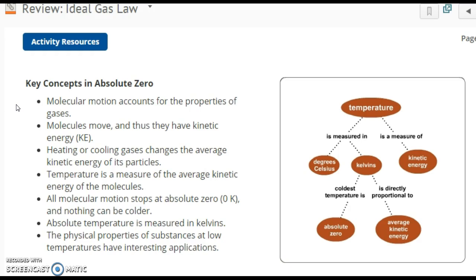So if you have a thermometer, let's say the word temperature is our thermometer, the more often it gets hit by the molecules, the higher the column of alcohol or mercury rises, and the higher the temperature. All molecular motion is believed to stop at absolute zero, 0 Kelvin, and nothing can be colder. Absolute temperature is measured in kelvins. The physical properties of substances at low temperatures have interesting applications, like supermagnets and superconductivity, so they don't lose energy to heat, which saves money.